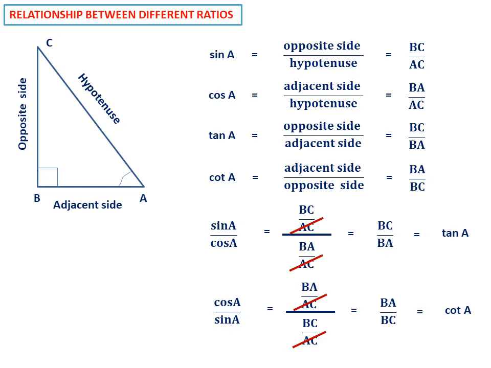And you can cross multiply also. You can also say sin A equals tan A into cos A, equals cot A into sin A. So these are the basic relationships.